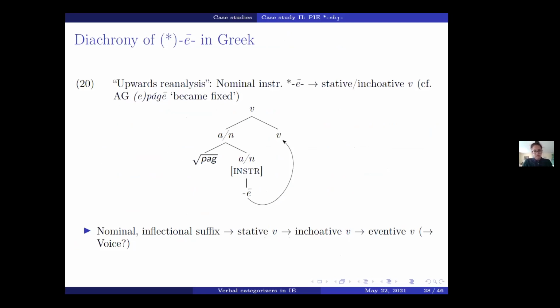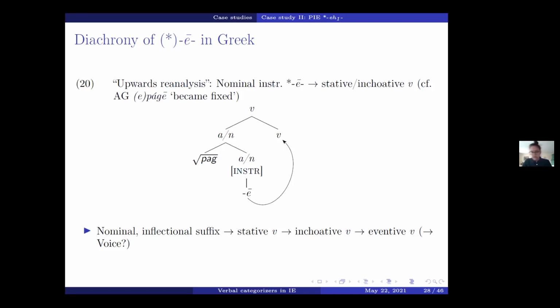So again, this seems to be an instance of upwards reanalysis. So this long A instrumental marker was reanalyzed from the adjectival or nominal domain, if you want, into the verbal domain, and then also became reanalyzed even higher if we accept that this eventually became a voice marker on the way to modern Greek. But the analysis of the modern Greek reflex is also a little bit contested. But then we could say, okay, this has been reanalyzed from nominalizer to verbalizer to either voice or aspect.